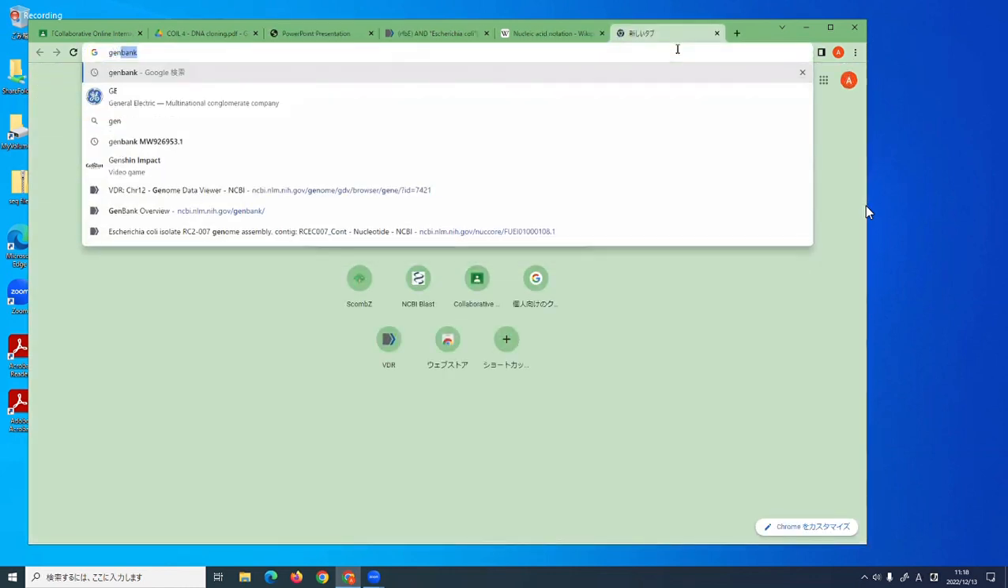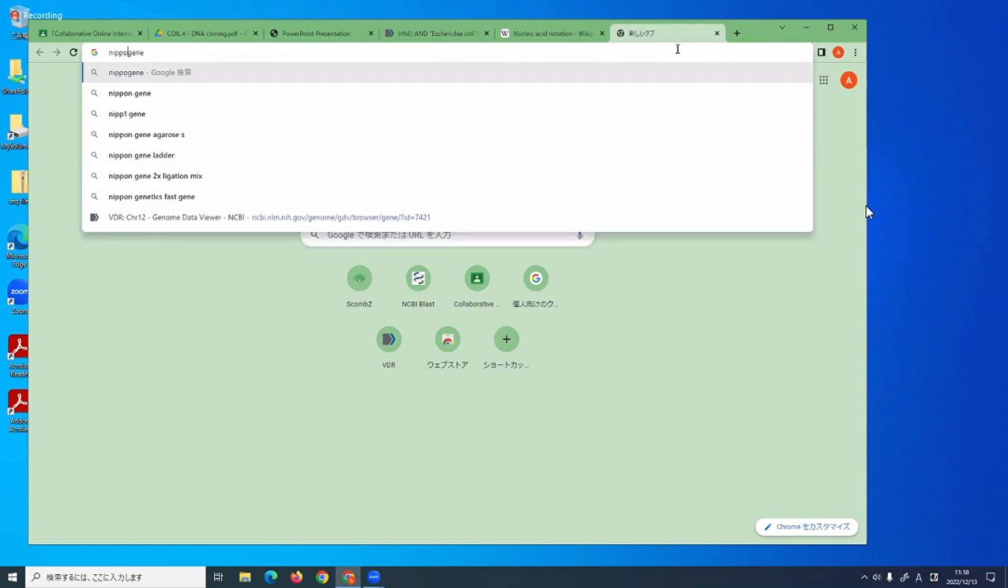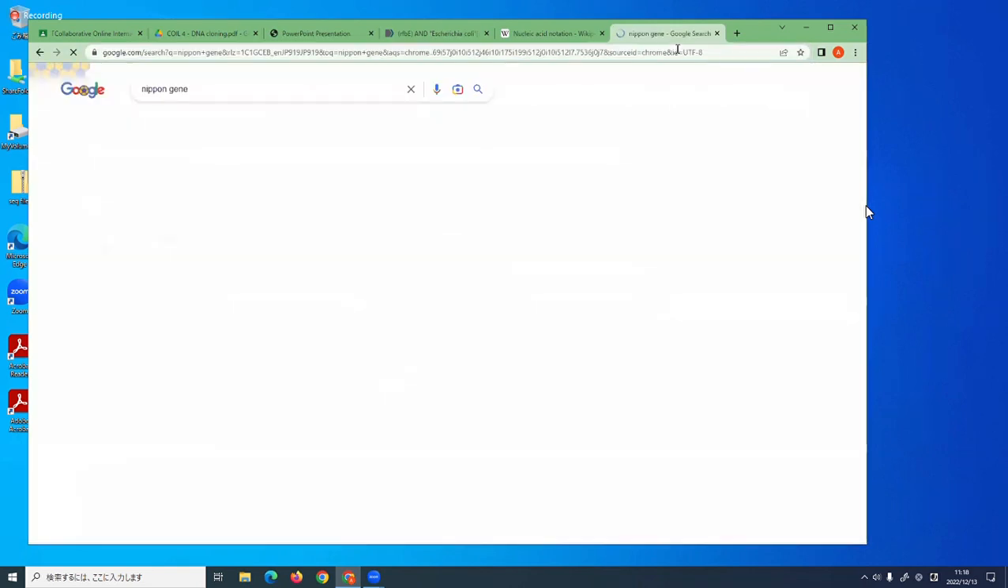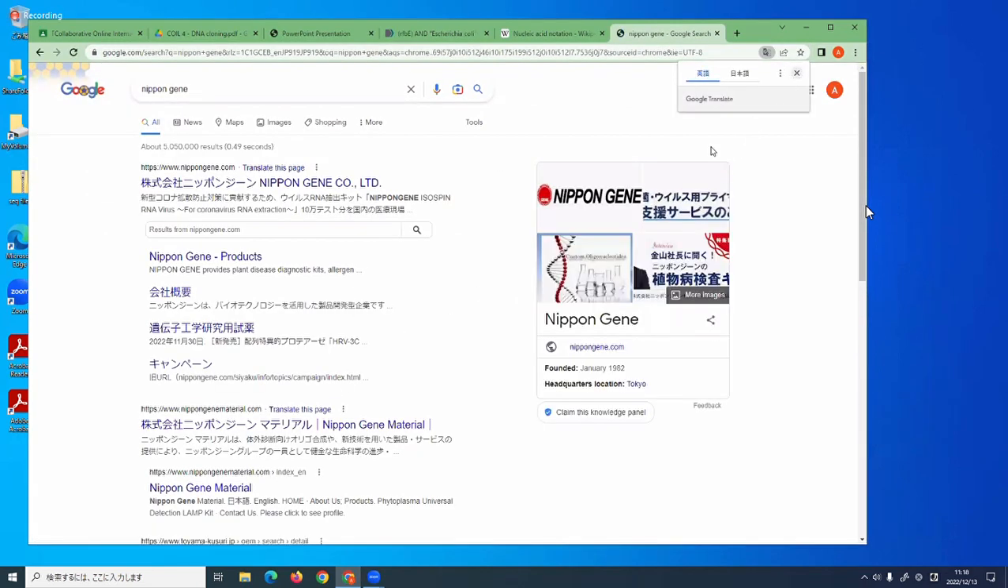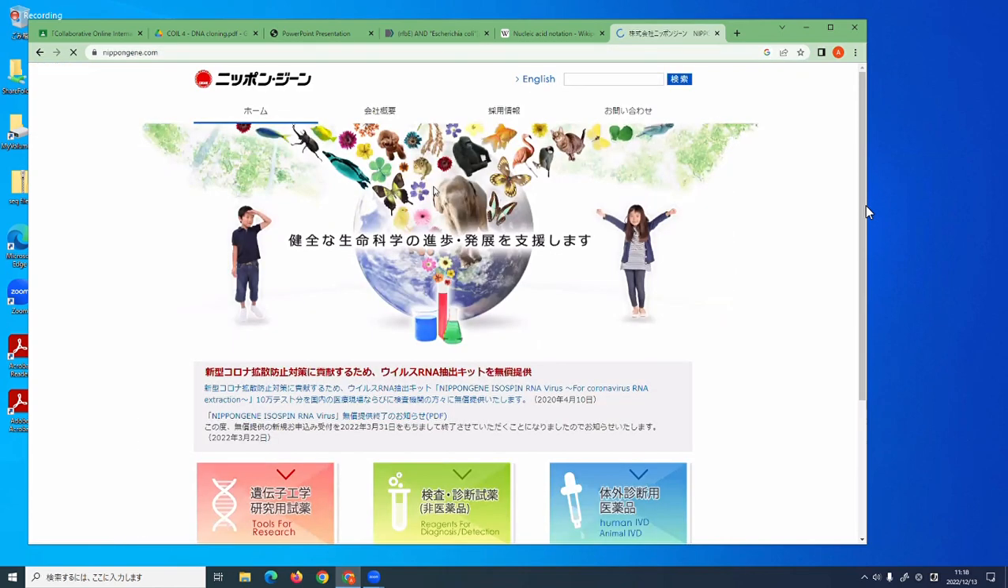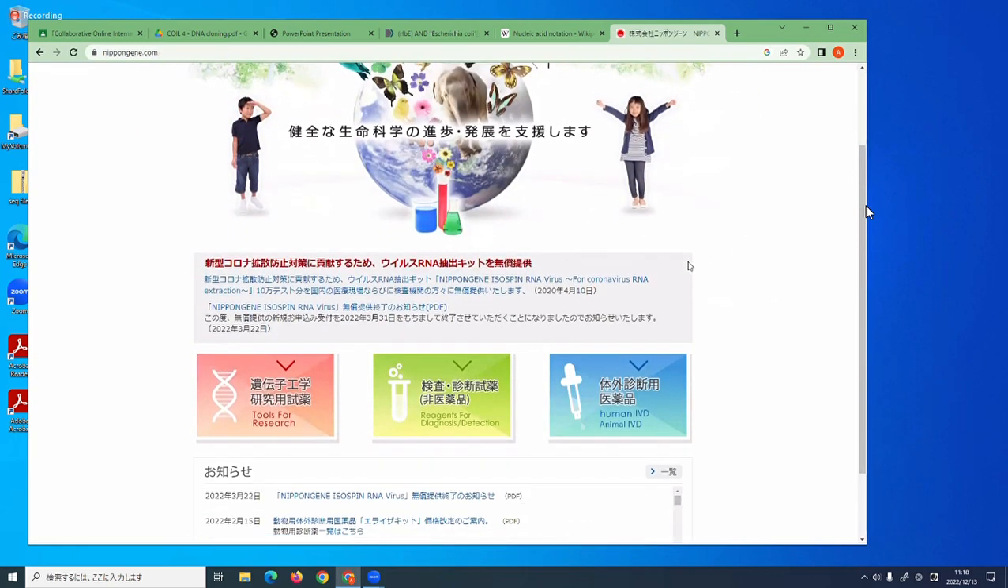For example, I always use, here in Japan, Nippon Gene. Normally you've heard of New England Biolabs, NEB, for example. And then you have companies like Takara here in Japan, also a very famous brand. I use Nippon Gene because I find it tends to be a little bit cheaper than other big brands, but Nippon Gene is also quite a good brand.